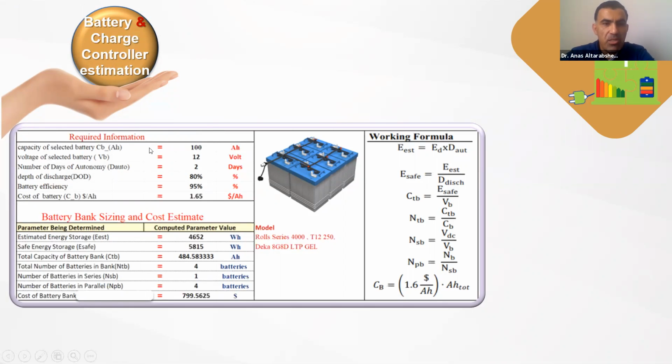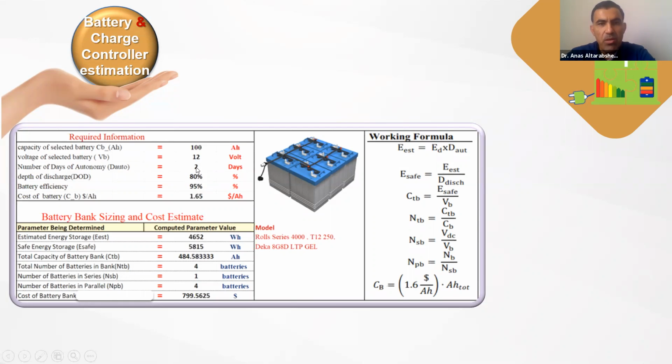Since the battery chosen here is 12 volt, one battery in series will be enough. Now, how do we find how many batteries are needed? We divide the watt hour, taking the safe factor, by the voltage. You can take this value for the safe factor. What's the voltage? 12 volt. Then you get the ampere hour.